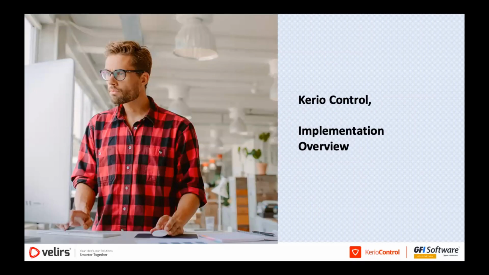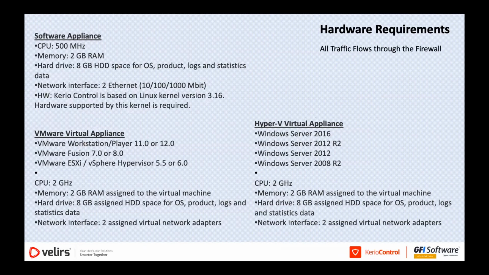Implementation overview. These are the system requirements for deploying Kerio Firewall. If you're deploying this as a software appliance, you can use any of your old or new hardware which exists at the customer's place. You can deploy a firewall with 2 GB of RAM and a minimum of 8 GB of storage. See, what I say is 8 GB, but Kerio Control firewall can even run in 2 GB. That 8 GB is kept for logs and statistics, nothing else.